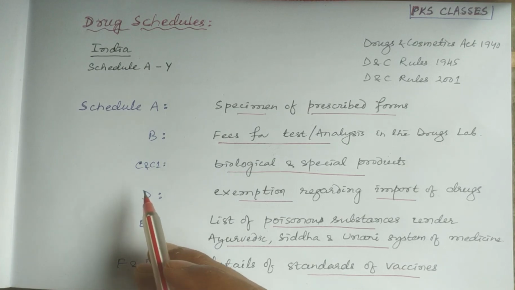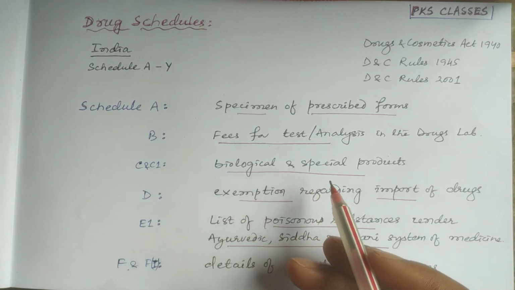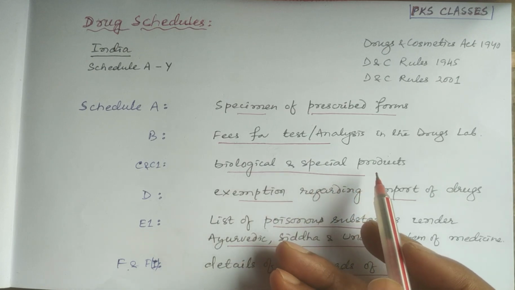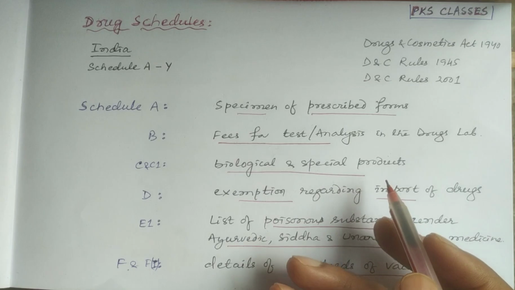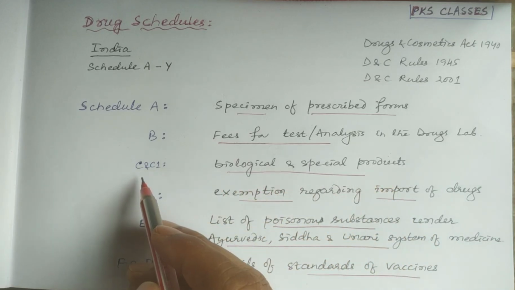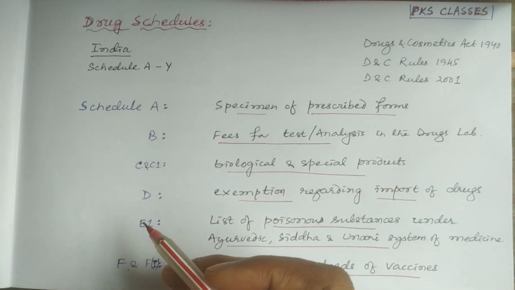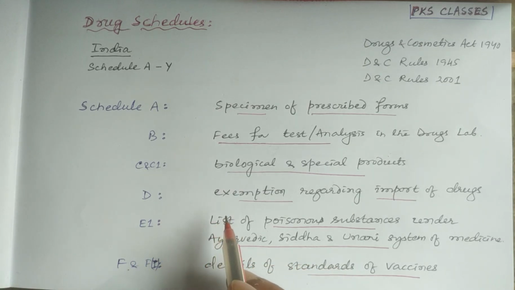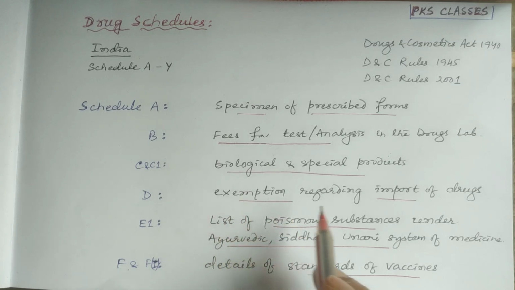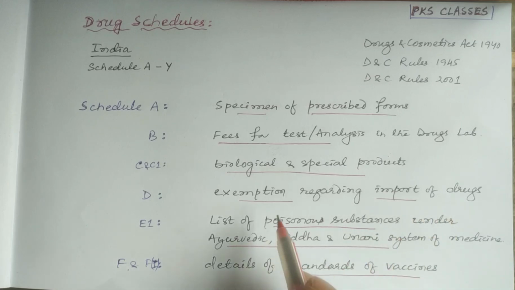Then Schedule C and C1 deals with biological and special products, and any other special product is given in Schedule C and C1. Schedule D deals with all those drugs which are exempted from import. So it deals with exemption regarding import of drugs, Schedule D.